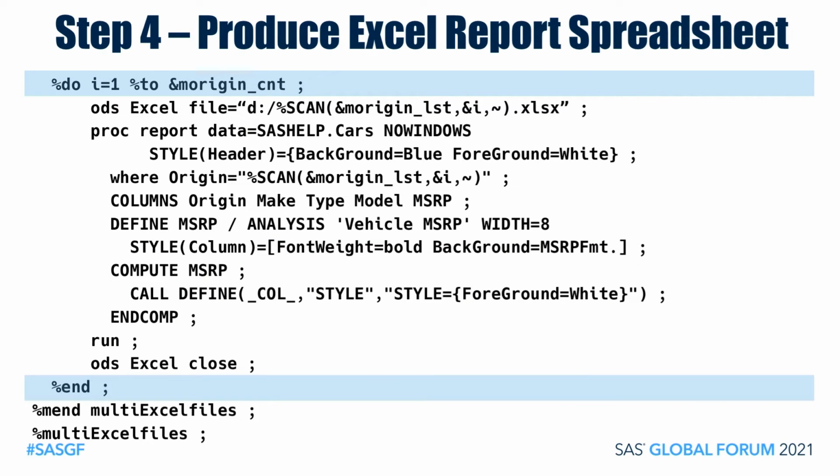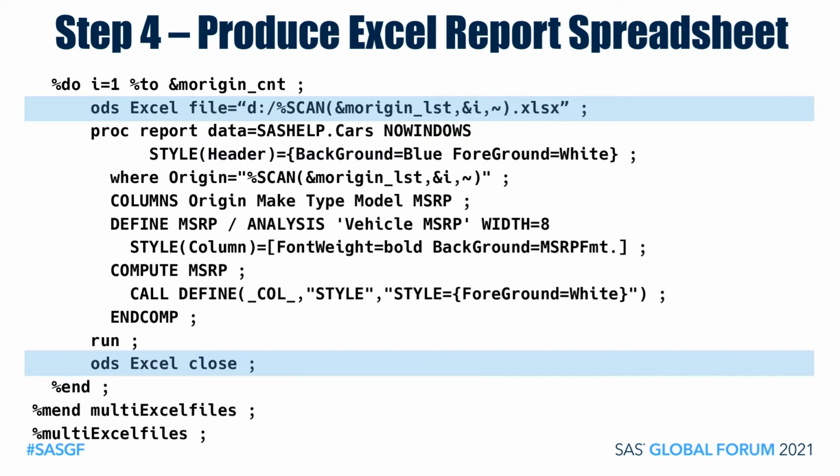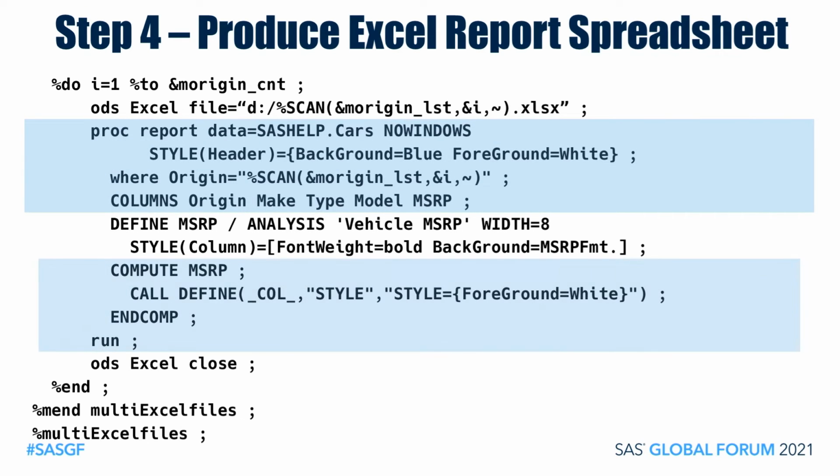Step four, we're going to use the iterative process of the percent do statement to iterate through this logic as many times as necessary. Since there's three distinct origins, Asia, Europe, and USA, in the CARS SAS help dataset, this is going to iterate through three times. Each time it iterates through, it's going to write the results to a new Excel spreadsheet with the extension XLSX, produce proc report output with colors for the background, header information, applying our where statement logic so that we can subset, make sure that only Asia vehicles exist in the Asia spreadsheet, only European vehicles exist in the European spreadsheet, and only USA vehicles exist in the USA spreadsheet.